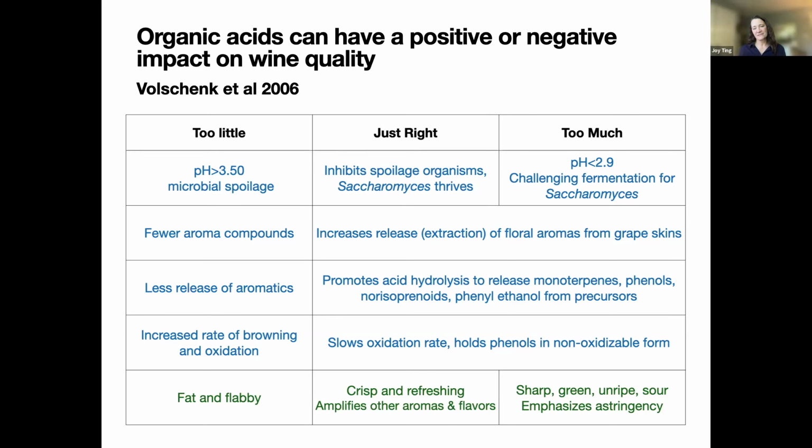If we over acidulate, though, of course, we've all had those wines where the acidity seems sharp or green or unripe. So of course we want to avoid that. If we look at the things on the slide here, the things in blue are really associated with the pH of the wine, whereas the things in green are more associated with the titratable acidity, or the TA, of the wine.